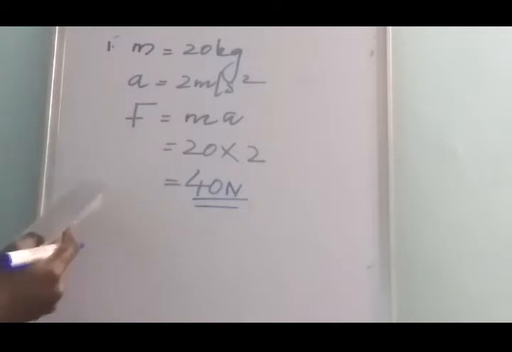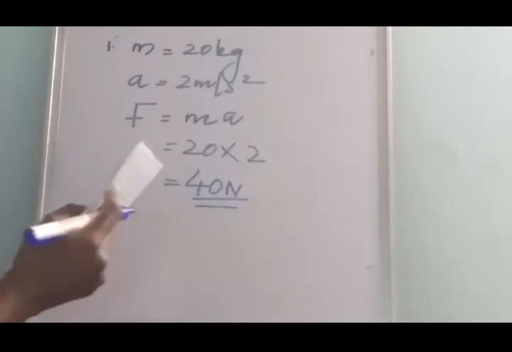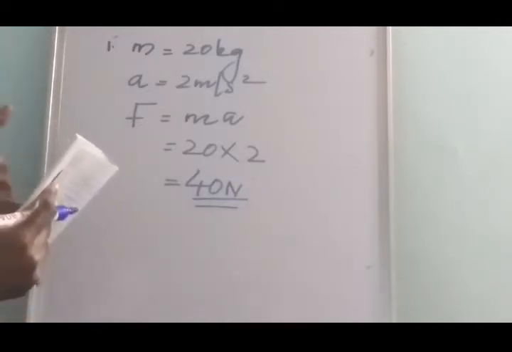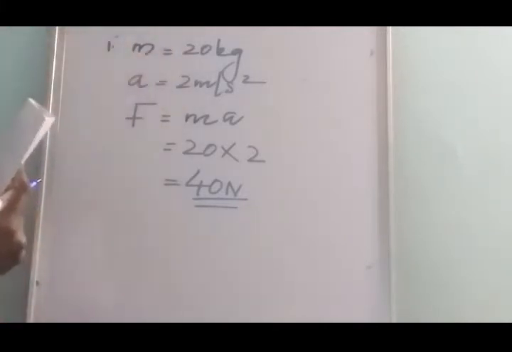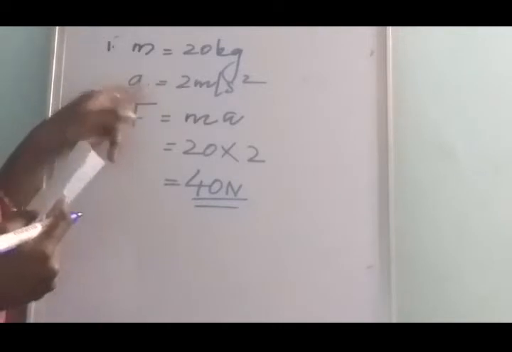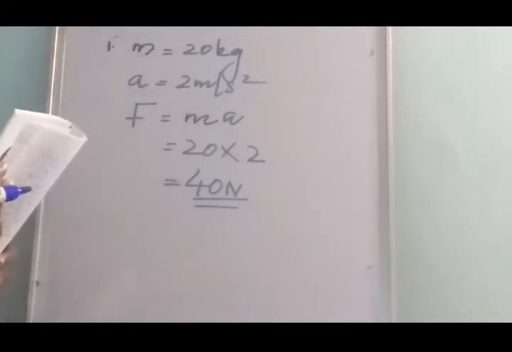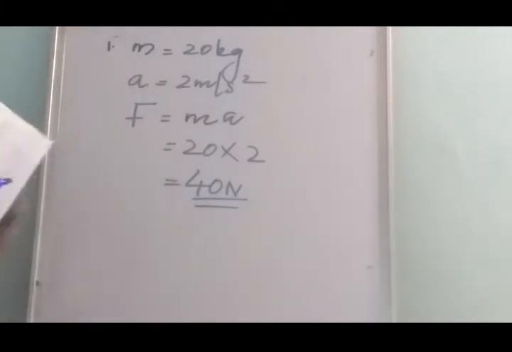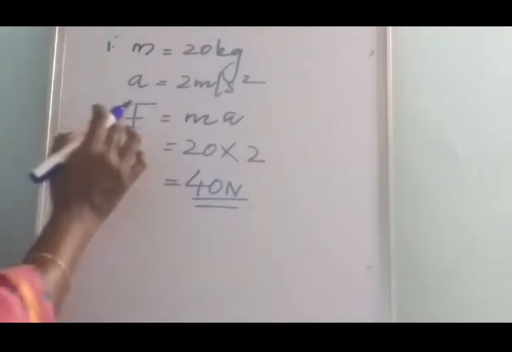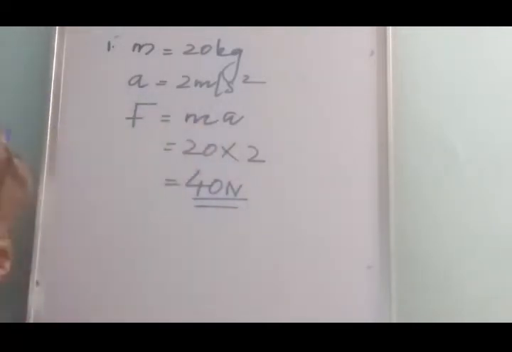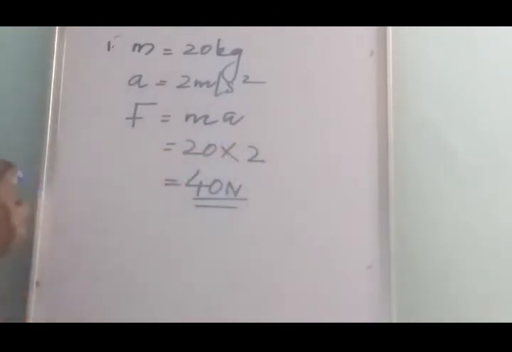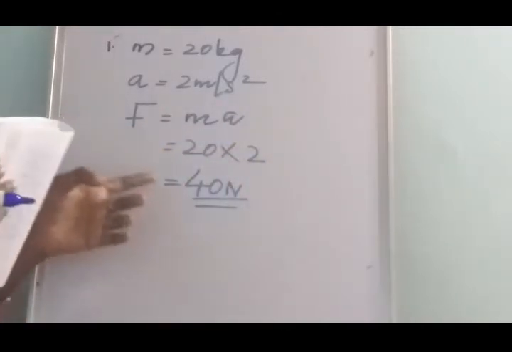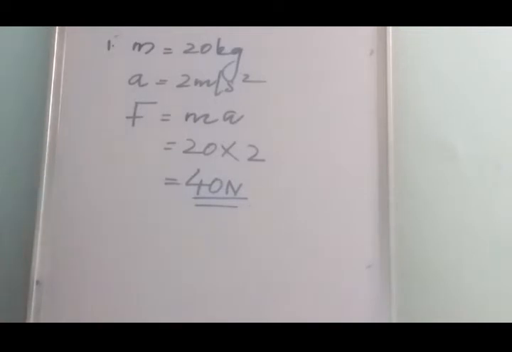Okay, and here the acceleration of 2 meter per second square is produced in a body of mass 20 kg. So the mass is given as 20 kg and the acceleration a is given as 2 meter per second square. We have to calculate the amount of force. F is equal to ma. Then substitute for mass, that is 20, then acceleration is 2. So we got 40 Newton is the force.